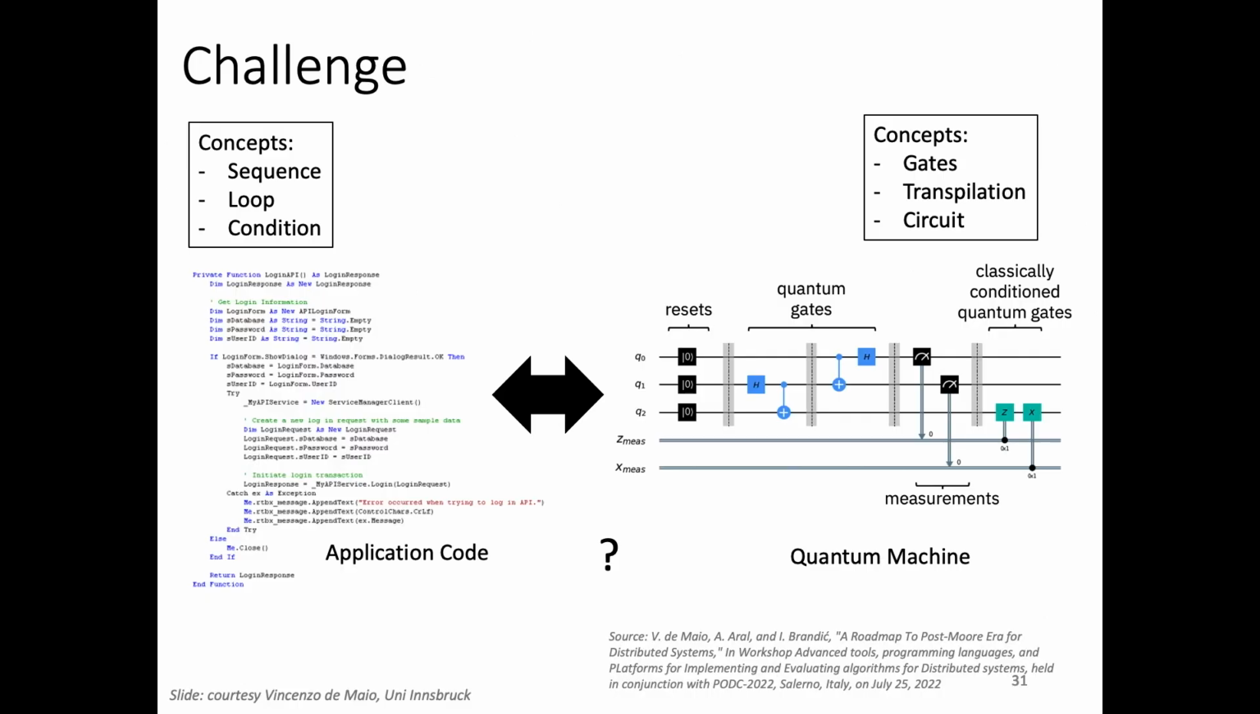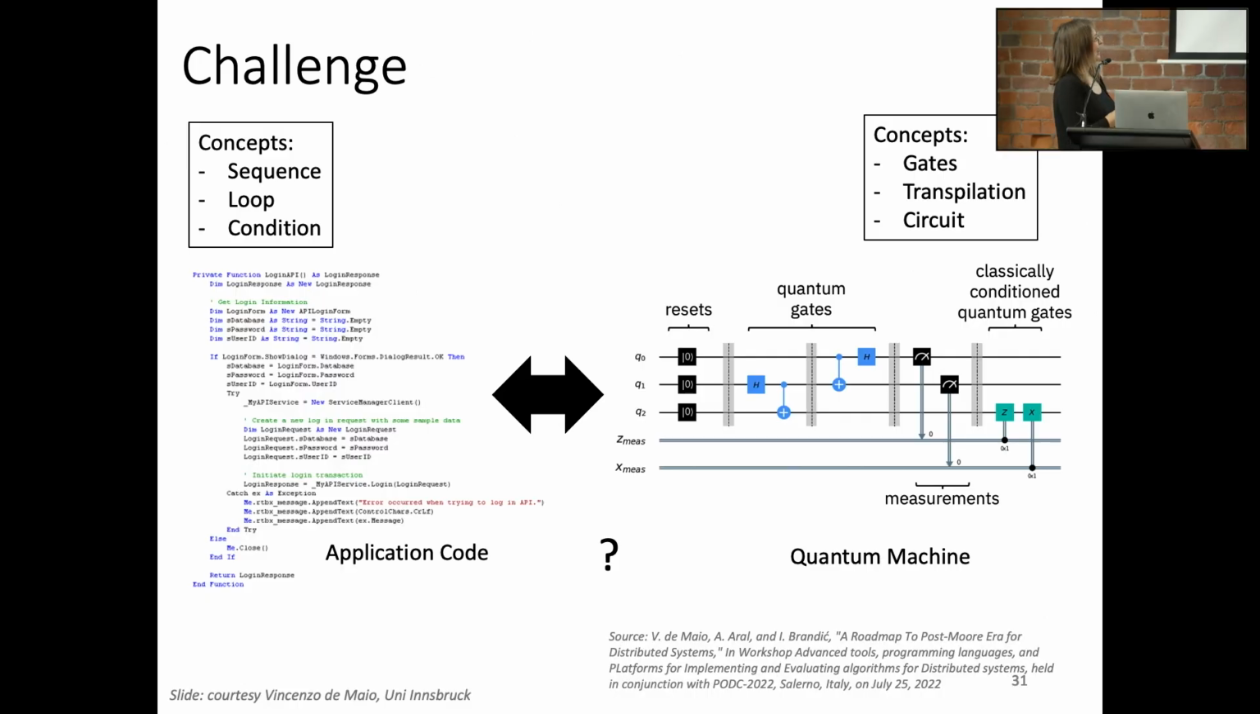To conclude, we have a lot of challenges, I know, in the area. You don't have to be expert. We have to map this to that, which is a challenge. We have to map concepts like sequence, loop, condition to concepts like gate, transpilation, and circuit, which is not easy. But there are some first ideas. We have first benchmarks on how to create hybrid environments and benefit from the quantum execution.